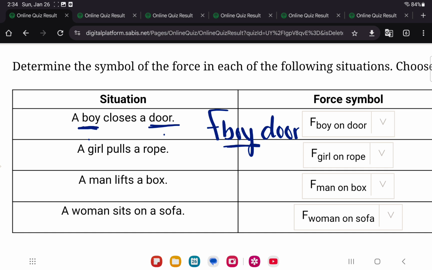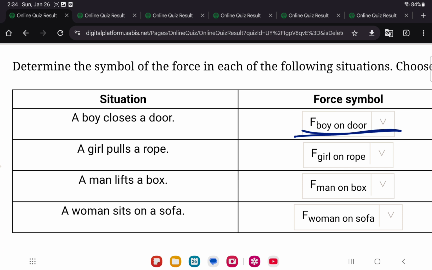Okay, let's try it for the second one. Okay, and as you can see, that's our answer here. So first we write F. It's always F because F stands for force. What is the first thing? A girl. So girl. And what's the second thing? Rope. So girl on rope.